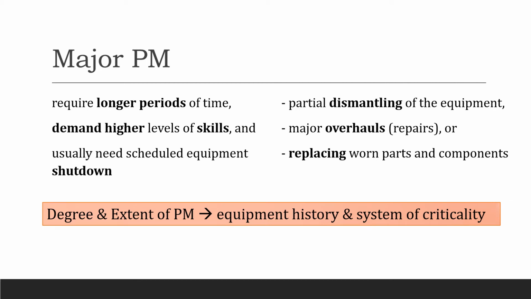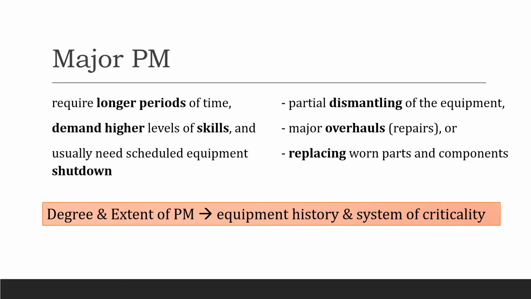Major preventive maintenance requires longer periods of time because we care so much about system reliability, and we don't want any kind of failure or defects to happen in the system, so it takes more time. It demands a higher level of skills. People need to know the system. The operators have got to know the system and components. That comes from education and also skills.